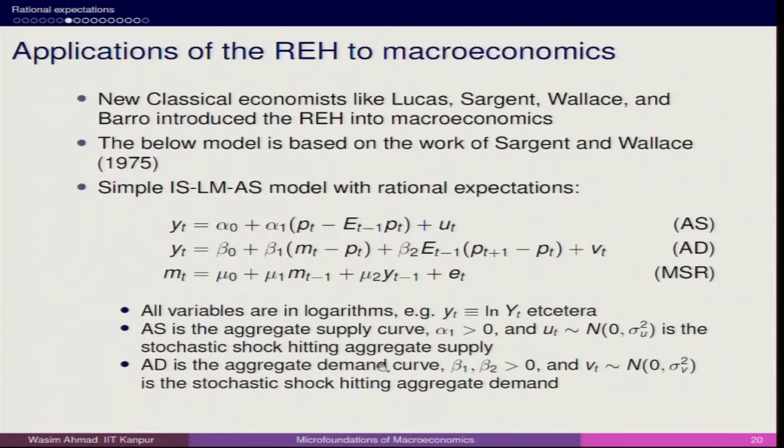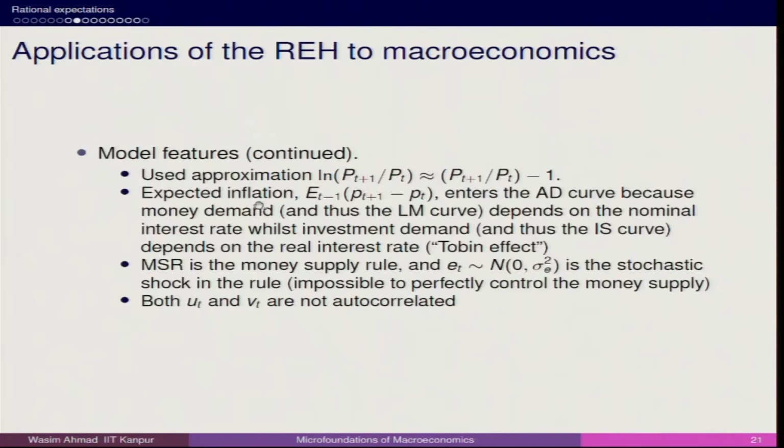AD is the aggregate demand curve, and here beta 1 and beta 2 are both greater than 0. Here you have an error term again, normally distributed, a stochastic shock, and then the expectation of inflation. This is as I have already mentioned. The money supply rule also has the error term E t, which is also distributed N(0, sigma squared E).